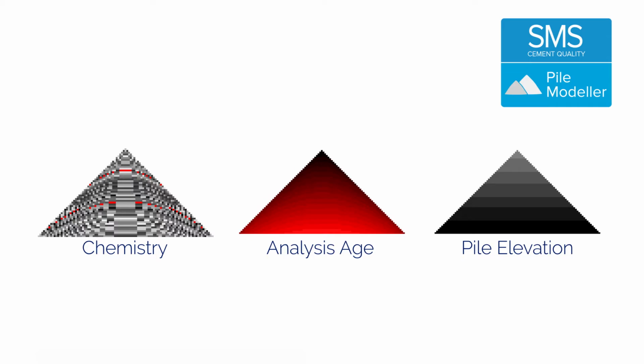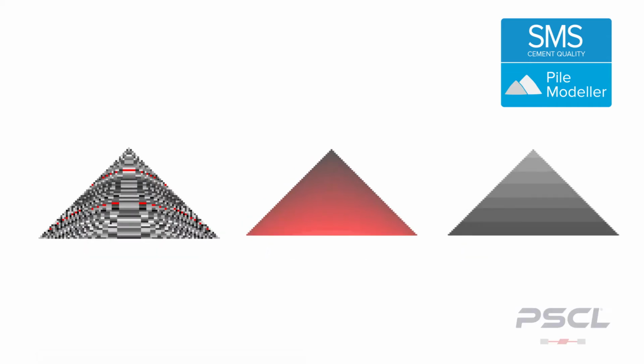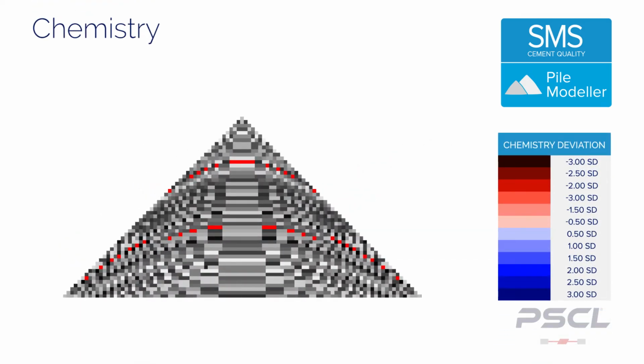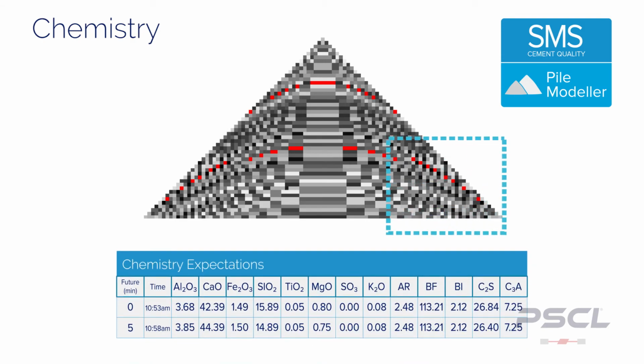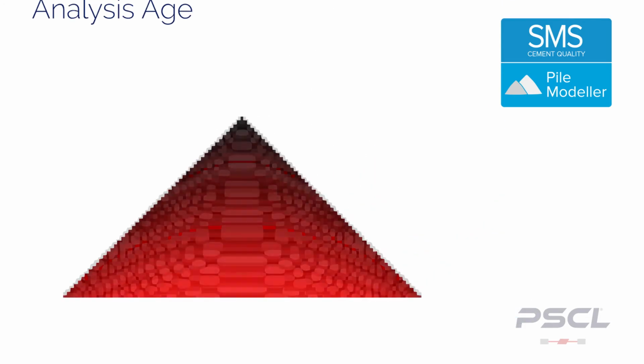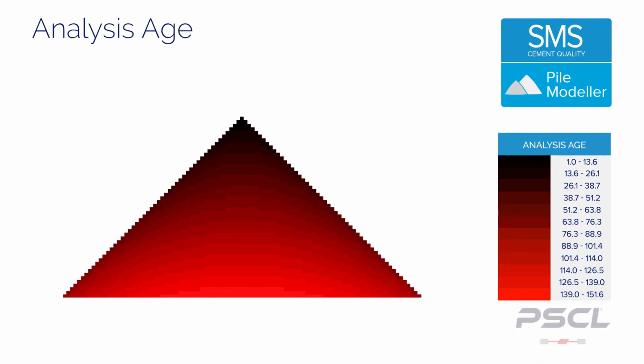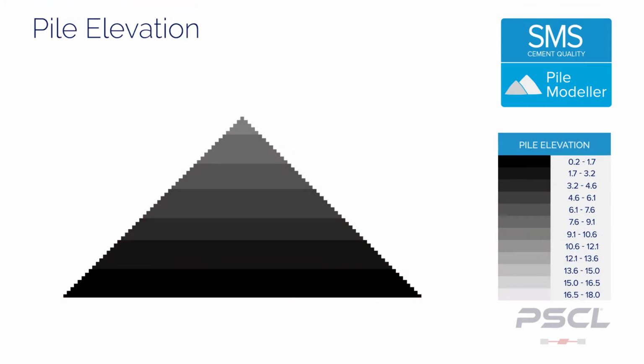Pile Modeler allows you to investigate your pile's makeup with three main areas of focus. The chemistry view uses colors to display the standard deviation of raw materials. Highlighting anywhere in the pile will allow you to investigate chemistry of the selected material. Analysis age represents how long since a portion of a pile has run through an analyzer. Elevation uses a grayscale height map to represent the physical height of a pile.